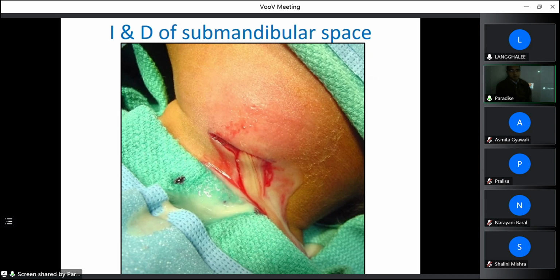Okay. Once you have drained the pus, the first thing you have to do is, whenever you get the pus, collect it in a sterile bottle and send it for culture and sensitivity. That is the most important thing in case of a space infection. Always collect the pus and send for culture and sensitivity so that you may know the type of bacteria and the antibiotic which you will prescribe. So based on antibiotic sensitivity testing and type of bacteria, you have to prescribe the medication.